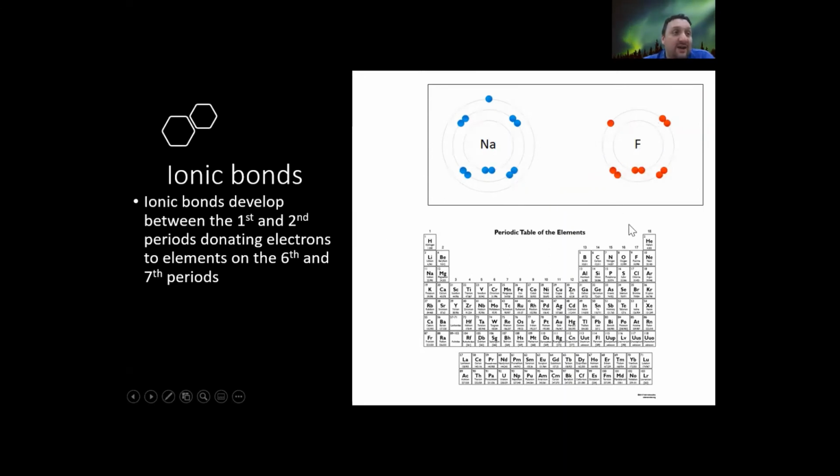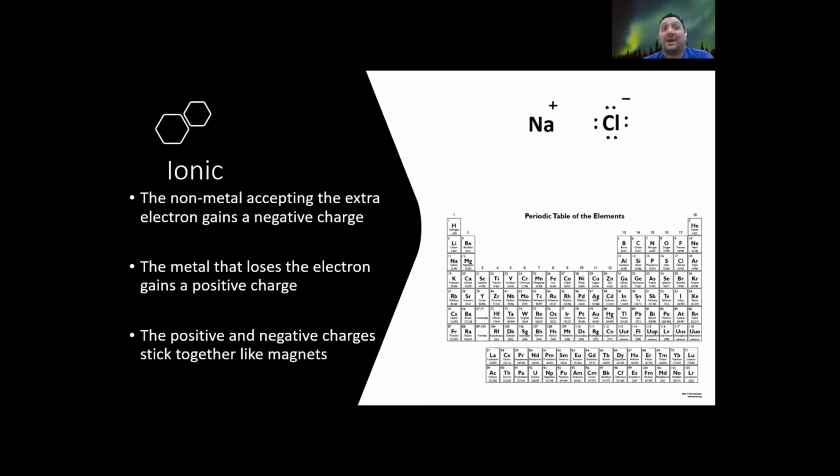The right side, the halogens and nonmetals, are going to grab an electron from the metal and pull it over. Because it loses an electron, the metal becomes positive, and because it gains an electron, the nonmetal becomes negative, and because they become positive and negative, they stick.